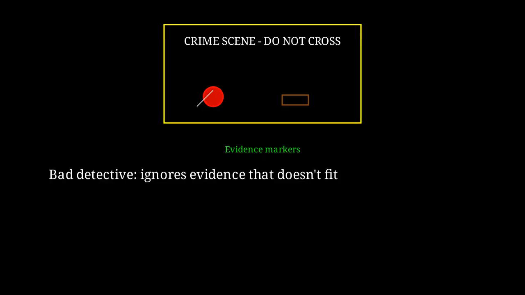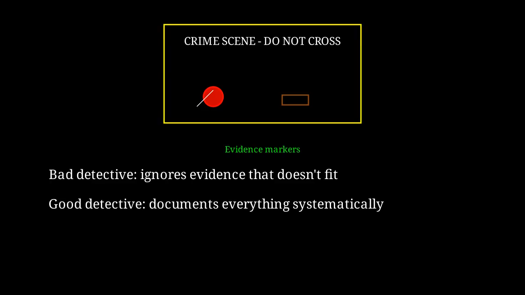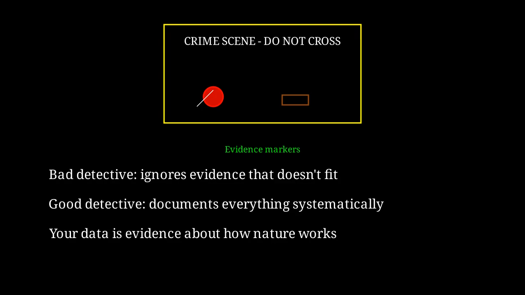A bad detective ignores evidence that doesn't fit their initial theory. This leads to wrong conclusions and miscarriages of justice. A good detective documents everything systematically, takes photos, makes notes, and preserves all evidence. They let the evidence guide their conclusions. Your experimental data is evidence about how nature works. Treat it with the same respect and honesty that a detective treats crime scene evidence.